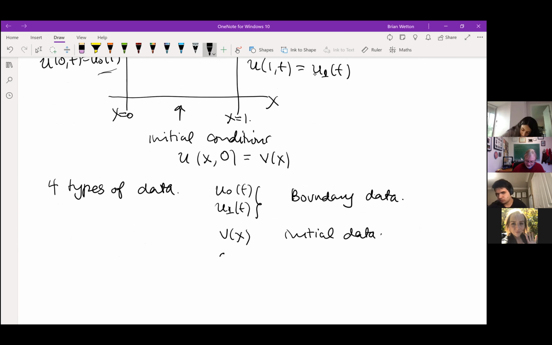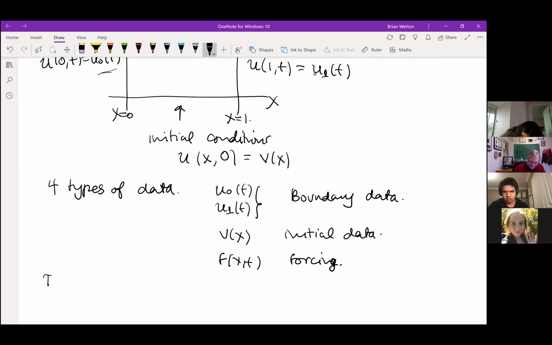And then there's the F of X and T, that's the forcing. Right? That's the heat, that's your sibling with the blowtorch, right? That's the external heating.